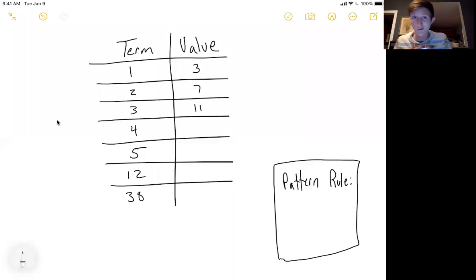Okay, so a lot of you have voiced that this process of finding a pattern rule can be kind of difficult, and I don't blame you. It seems like a lot of guessing and checking and wondering if there's an easier way to find it, maybe.